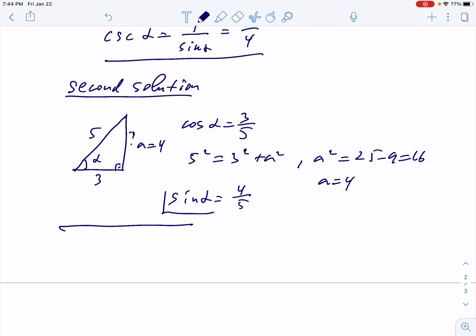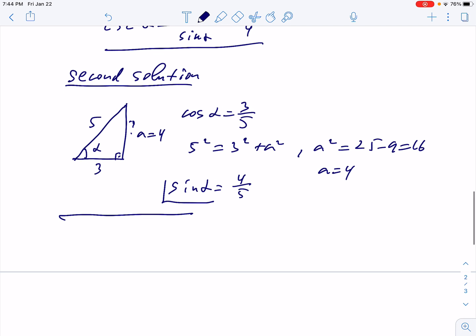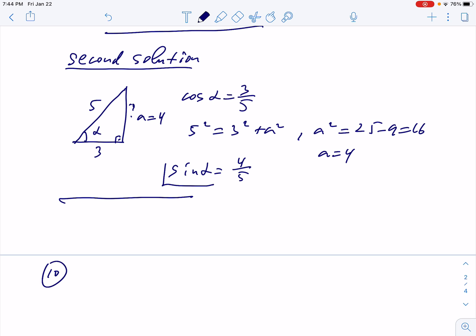Here is another example. So this is problem 10. Very interesting. Evaluate cosine of inverse tangent of 2 plus inverse tangent of 3. This is inside the cosine. There are two angles inside. Let's call them alpha and beta.